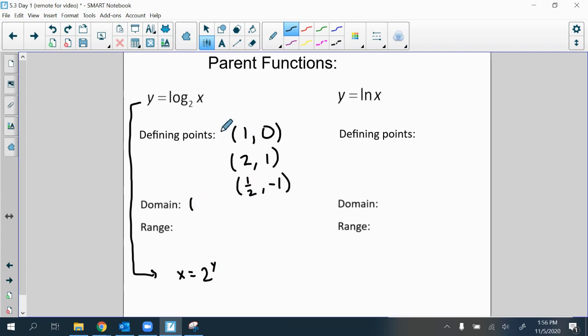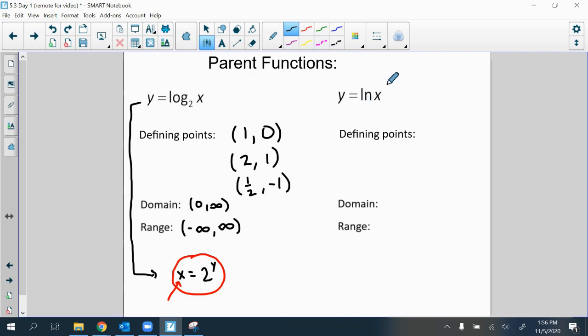The domain of the generic parent log function is 0 to infinity, and the range is -infinity to infinity. And you can see that by looking at the inverse function, because there's nothing for y that can't happen. You can put anything in for y, but x has to be non-negative. Actually, it has to be positive because there's no way that this can be 0 or negative.